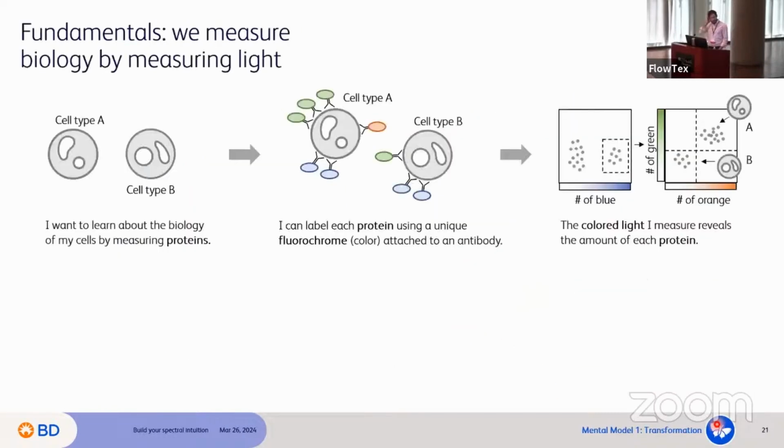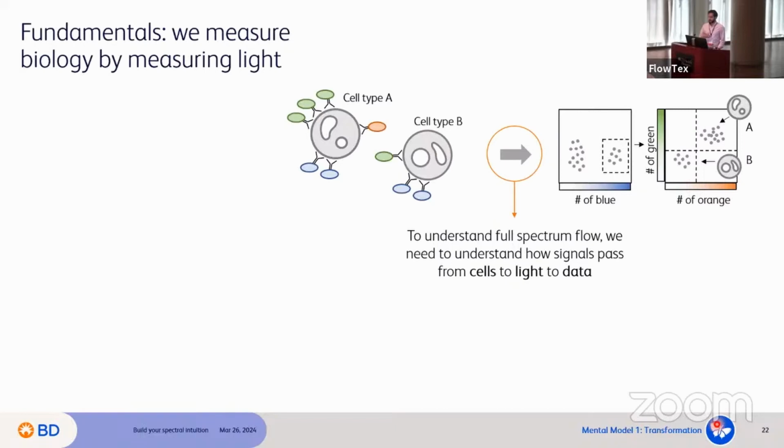Okay, so let's think again about the basics, right? The way a cytometer measures a cell is by, well, first we're motivated to learn about proteins on the cell. Those proteins are frustratingly invisible, so I can't just look at them. So instead, I label each protein or some other type of molecular marker using a unique fluorochrome or color that's attached to an antibody. And then I'm going to measure that colored light somehow. And the amount of colored light I measure is going to reveal something about the amount of each protein that was there, to varying degrees of quantitativeness.